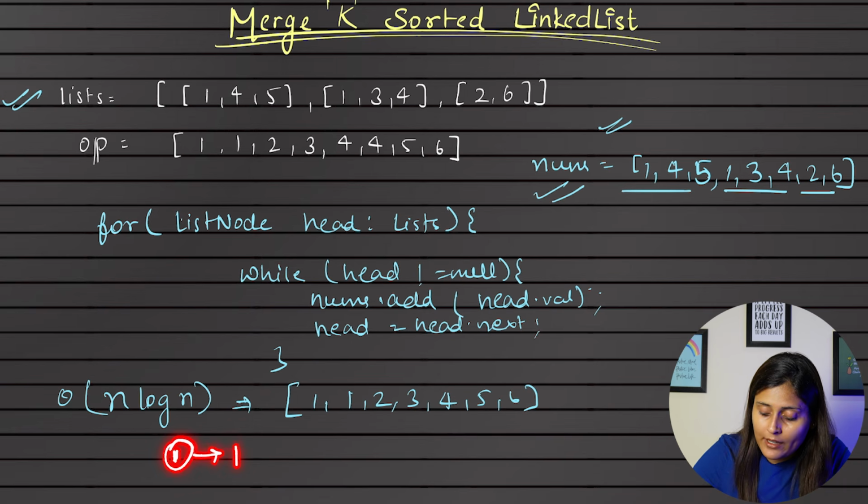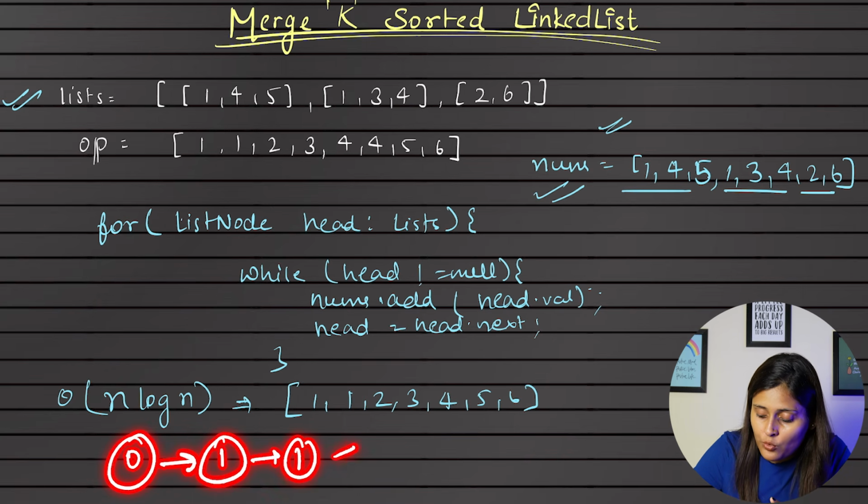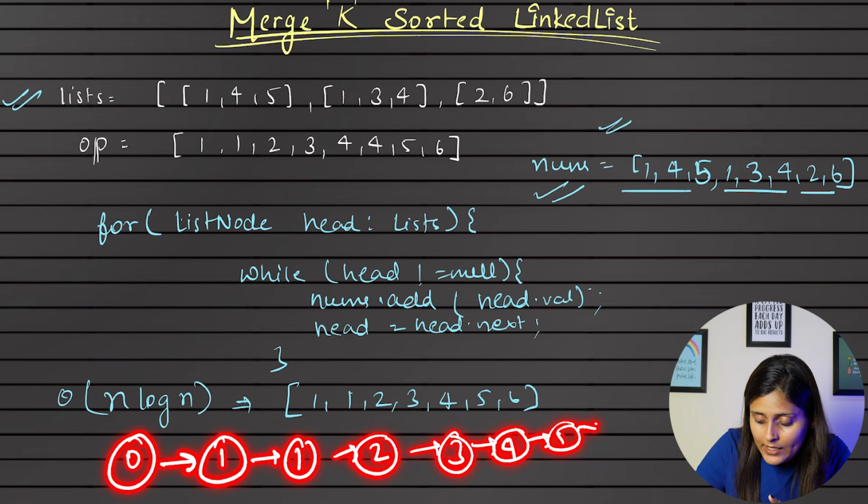Yes, with a dummy node. Always create the linked list with a dummy node, and to its next connect 1, then 2, then 3, then 4, then 5, and then 6, correct? And at the end you can return dummy dot next.